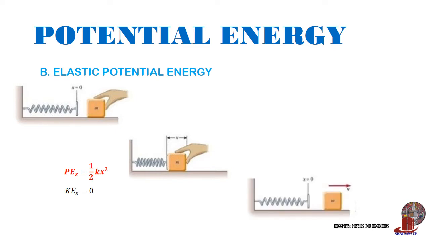In the third image, the mass is released and the spring started working. Thus, the potential energy was converted into kinetic energy, which is computed as half of mv squared.